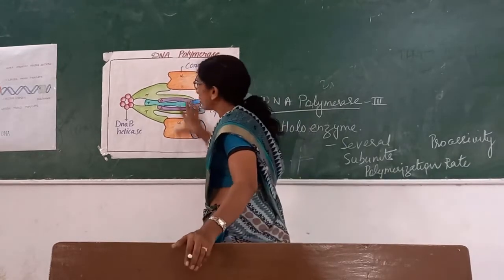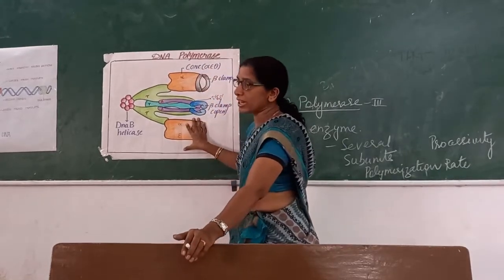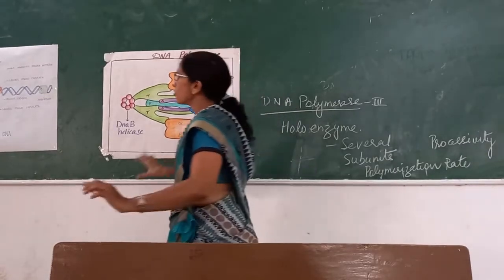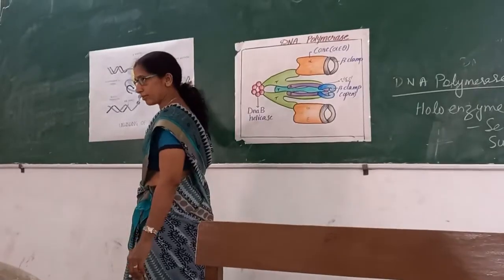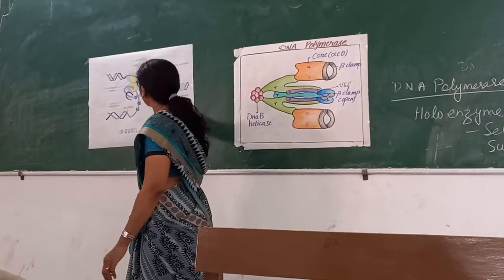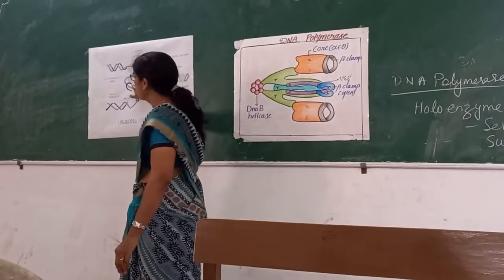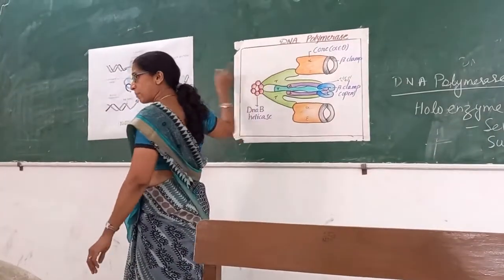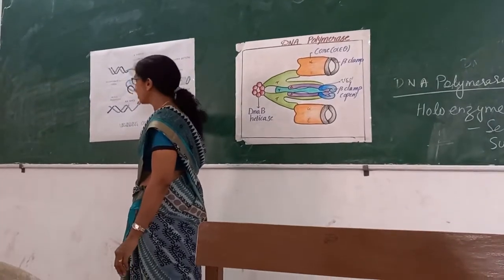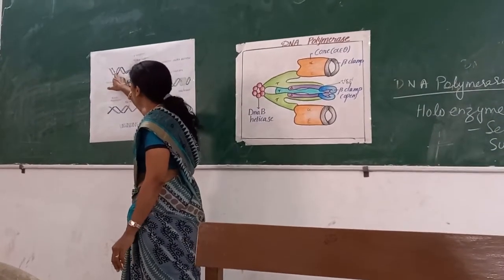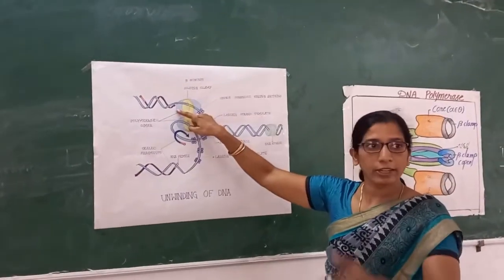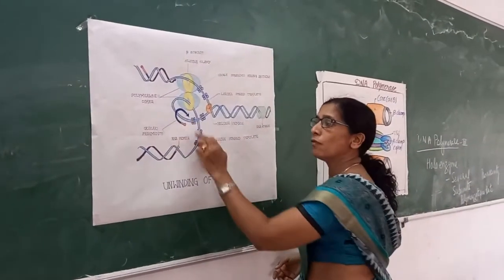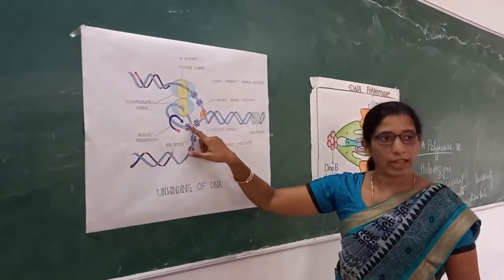So this is about DNA polymerase 3 in bacteria. You can see here the 2 strands getting separated. This is the enzyme, which we represent as DNA pol 3. So what is this strand? This one is the leading strand, and the other forms a loop, so this is the lagging strand.